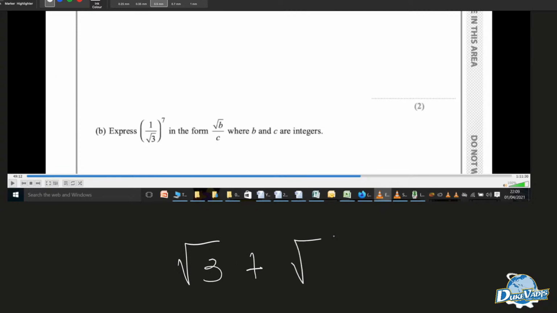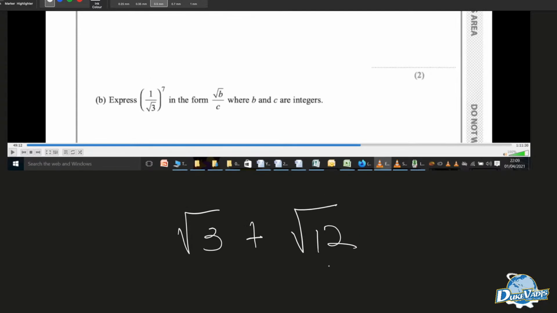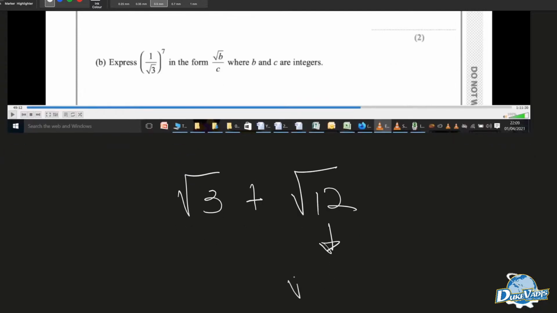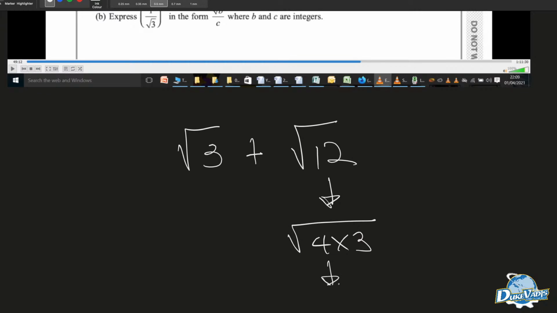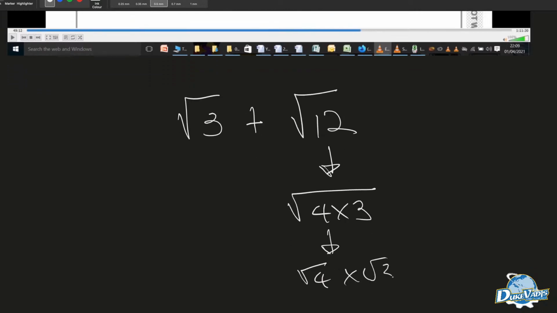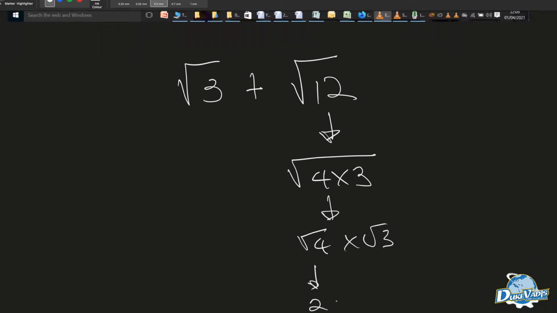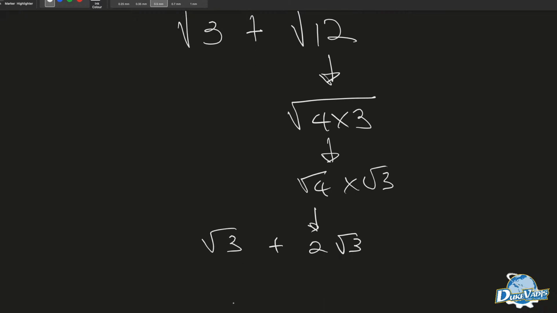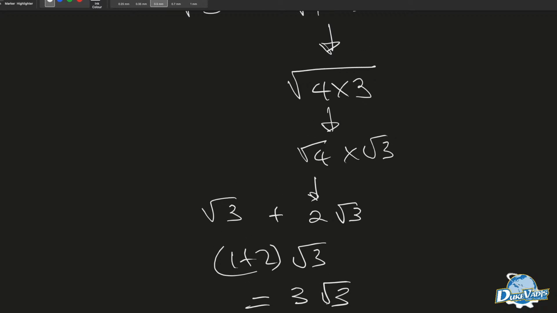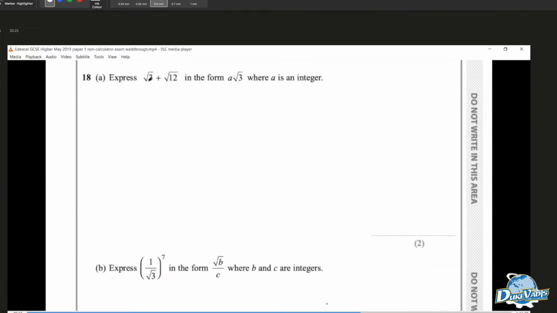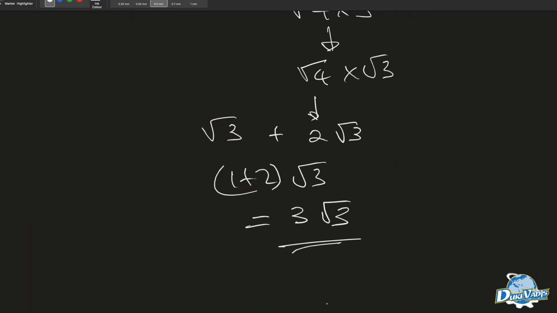Let's work on it. Root 3 plus root 12. So straight on, we know that this, we can break it. We say root 4 times 3, and we can further break this one down. We say root 4 times root 3, and we know this will give us 2. So 2 root 3 plus our root 3. We can factorize. So we can say 1 plus 2 in bracket, root 3, and that will give us 3 root 3. That is the answer expected. So that's a root 3. We are able to do it. It says where a is an integer. So a is equal to 3.